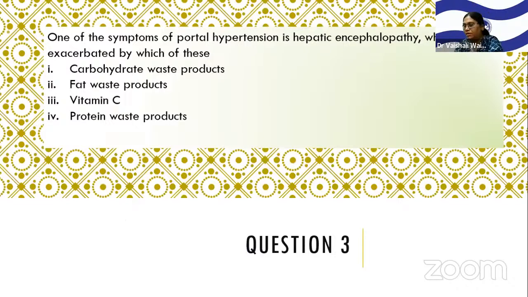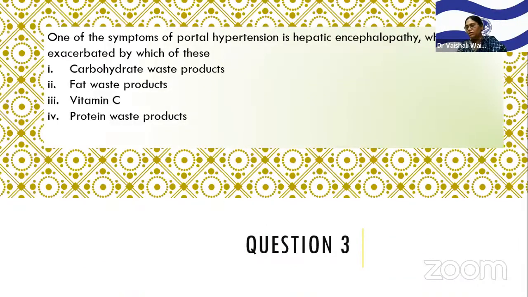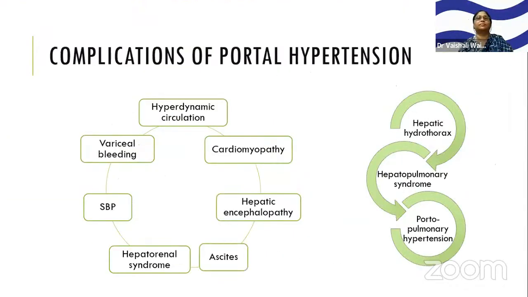So you tell me, Ujjwal. Yes, ma'am. Okay, you tell me what are the complications of cirrhosis and portal hypertension? Ma'am, complications of portal hypertension and cirrhosis. Firstly, as ma'am has already told, there is a hyperdynamic circulation. Due to this hyperdynamic circulation, it can affect various systems.